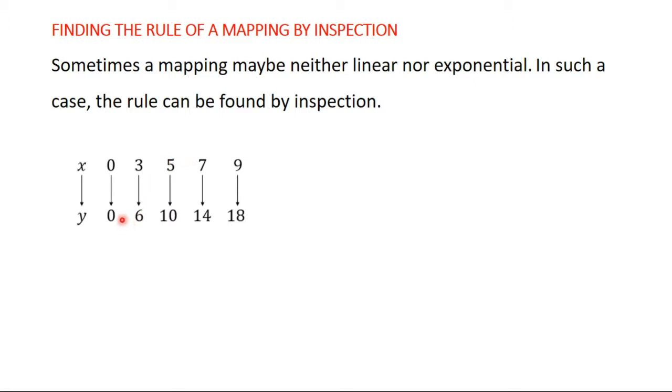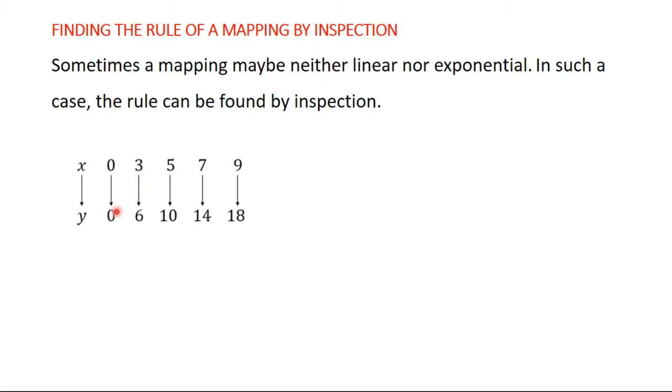Let's come to the codomain. Between 0 and 6, the difference is 6. Between 6 and 10, the difference is 4. Between 10 and 14, the difference is 4. Between 14 and 18, the difference is 4. You can see the difference between 6 and 10, 10 and 14, 14 and 18 are constant. But the difference between 6 and 0 is 6. So this is not linear, because for linear, the difference between consecutive elements in the domain and the difference between consecutive elements in the codomain are all the same.